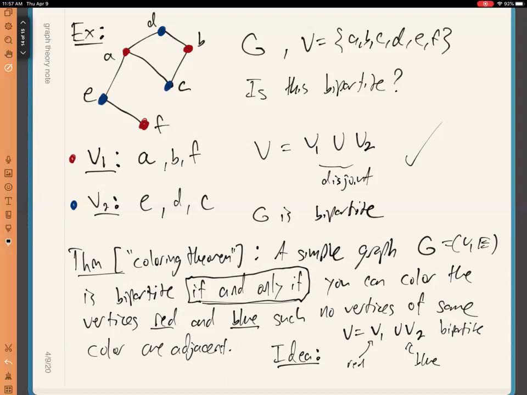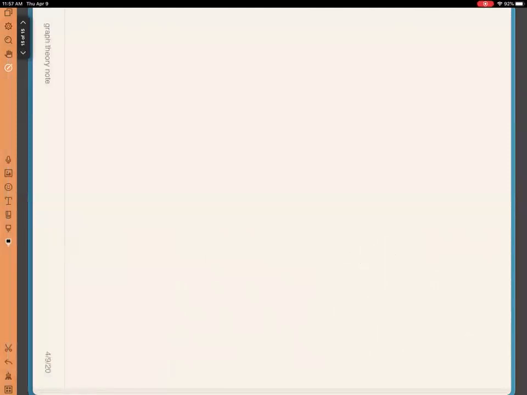Right. Okay, and so let's look at another example. Once again, we'll look at an example of a graph and try to see if it's bipartite or not. So in this case, just give me a second to write it out.